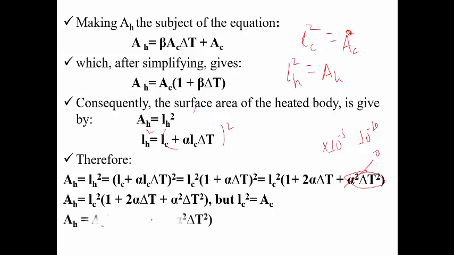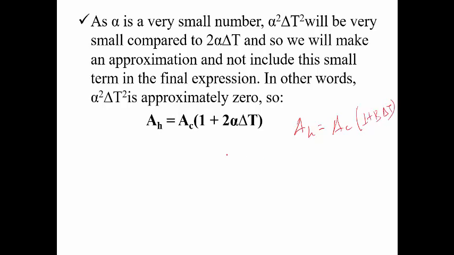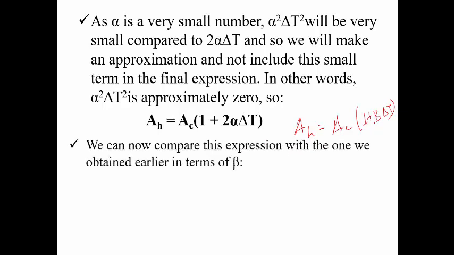LC squared is AC. Therefore, we substitute AC and twice alpha change in T, and the squared term is considered approximately 0, as I told you before. Finally we get AH is equal to AC times 1 plus twice alpha change in T. But we derived AH is equal to AC times 1 plus beta times change in T. If you compare these two equations, beta and twice alpha become equivalent.